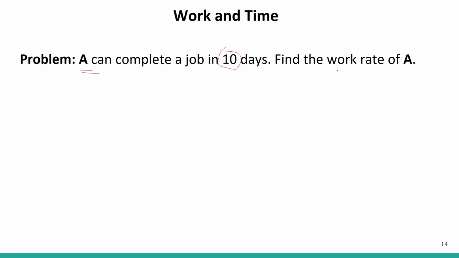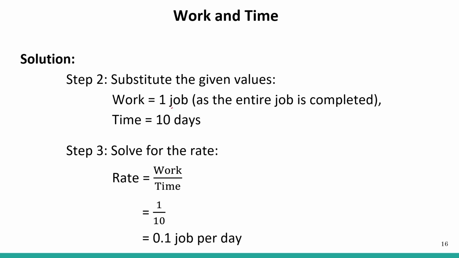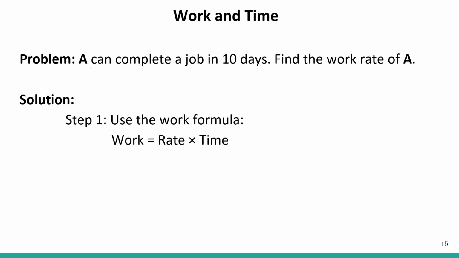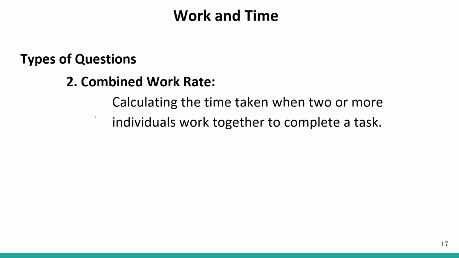We want to calculate the work rate. What is the formula? Work is equal to rate into time. Work is equal to one job, as the entire job is completed, and time is 10 days. So rate is equal to work by time, that is 1 by 10, that is 0.1 job per day. So if we are given a question that A can complete a job in 10 days, find the work rate of A, the work rate of A is 0.1 job per day.